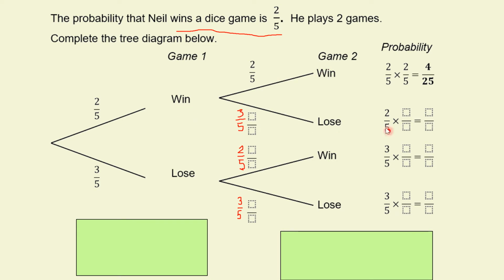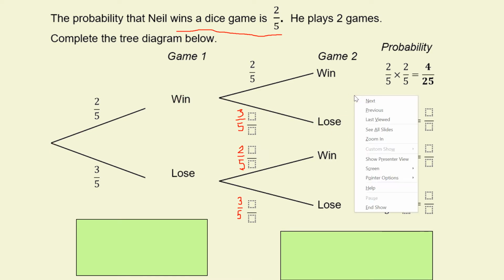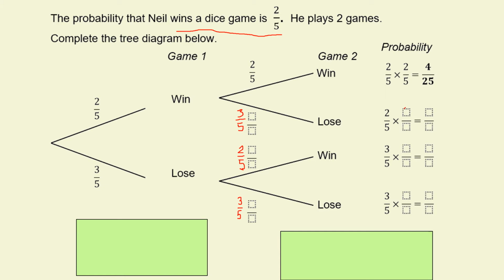We then fill in the next bit, and I've started off the first bit. He took 2/5 to get to win. What do I write on the next bit? 2/5 times what? 3/5, yeah, because it was 3/5 then, wasn't it, for the lose? And then I do my timesing. That's going to be 6/25. Is that okay? So 2 times the 3 across the top, 5 times the 5 across the bottom. That's the probability then that he is going to have won the first game but lost the second game.